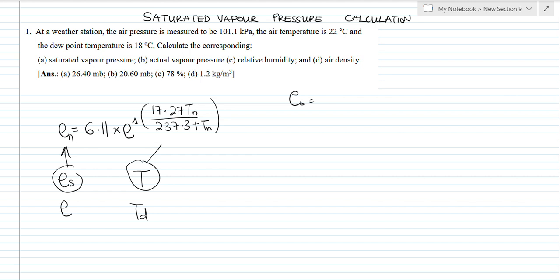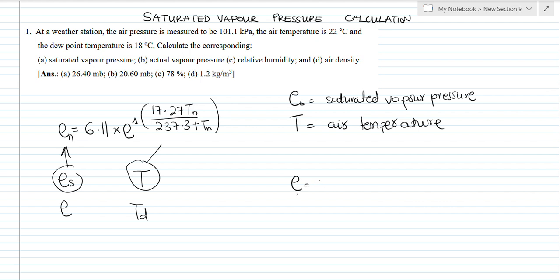So this ES is the saturated vapor pressure. Let's take note: saturated vapor pressure. This T is the air temperature. Then E is the actual vapor pressure, or you can say the unsaturated vapor pressure. Then TD is the dew point temperature.